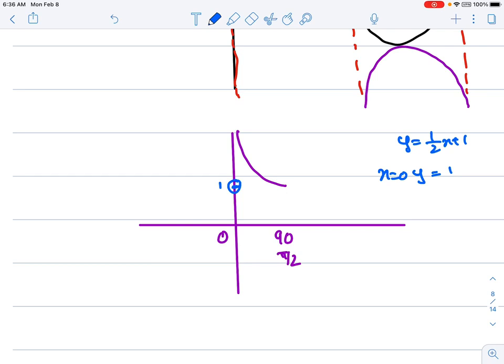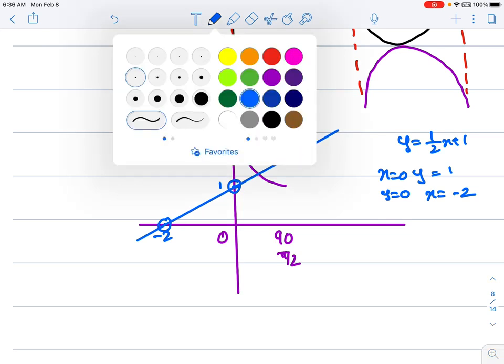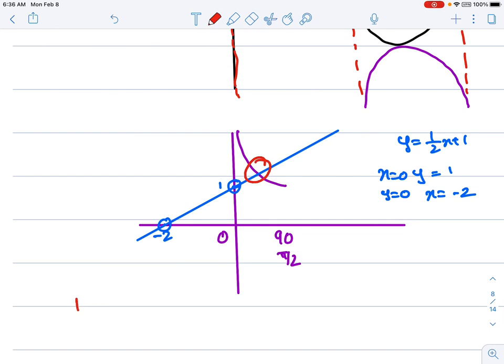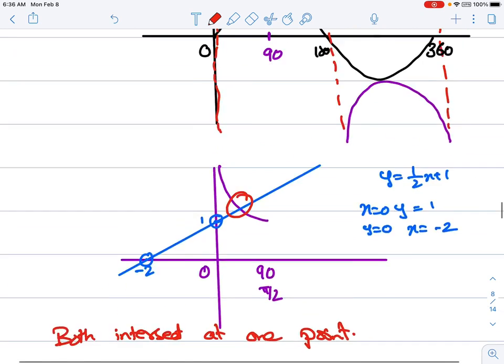I need to know another value. If x is 0, y is 1, I got it. If y is 0, x is equal to negative 2. So this may be negative 2. So I draw a straight line passing through these two points. This is the one, and we can see that both are intersecting at only one point. So we can say that both intersect at one point, therefore it has only one root. That is the answer for the first part.